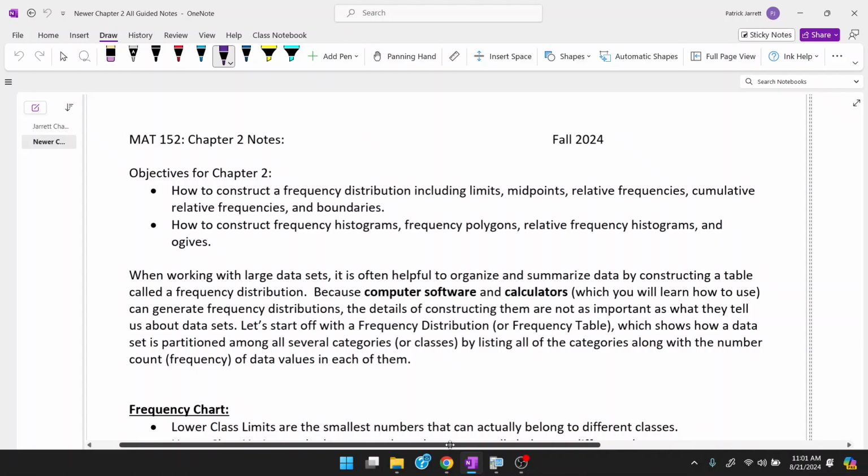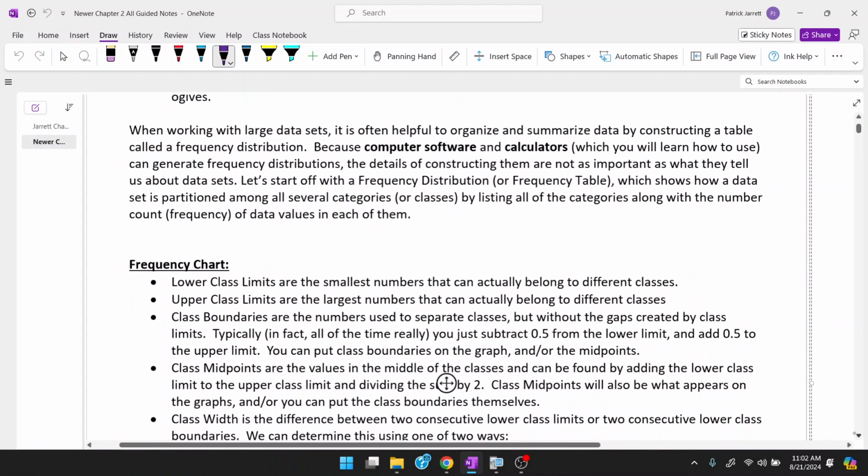So when working with large data sets, it's very helpful to organize and summarize data by constructing a table called a frequency distribution. Now, we're going to learn how to use various computer software items, namely StatCrunch. We're going to use StatCrunch in this course, but we're also going to use the graphing calculator. So we're going to start off with a frequency distribution or a table to see how a data set is partitioned among several categories.